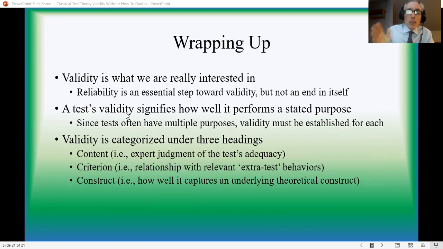Okay, so wrapping up, validity, this is the real thing we're after. Reliability is simply an essential step along the way. The validity simply indicates how well the test does what it's supposed to do. But since tests have often many things they're supposed to do, validity is established for each one. Like an employee who has 5 different tasks, you're not equally good at all 5 tasks. And validity is categorized under these 3 headings: content validity, essentially expert judgment; criterion validity, how well it correlates with or predicts relevant extra test behaviors; and construct validity, how well it captures some underlying theoretical construct.